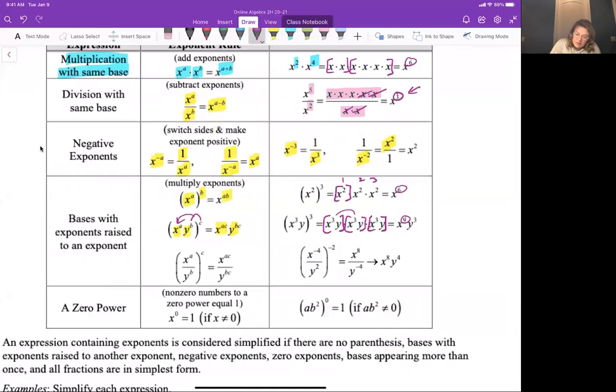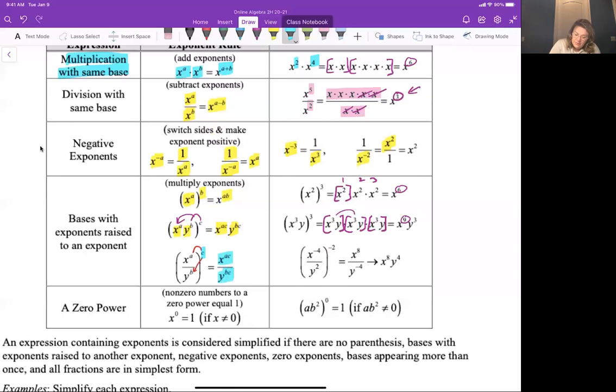This also applies if they're divided. So notice I have x to the a power over y to the b power. That c is going to get multiplied times a and times b. And this is what you're going to get: x to the a times c, y to the b times c.